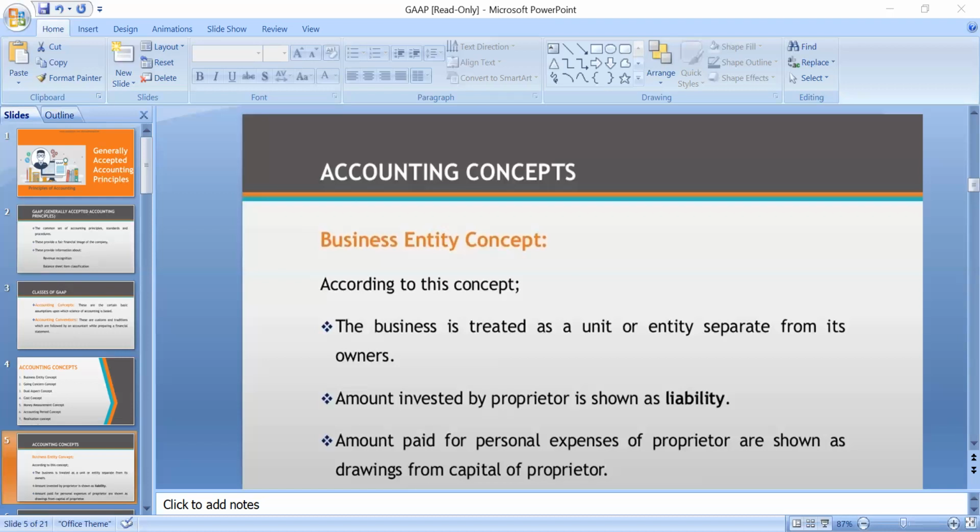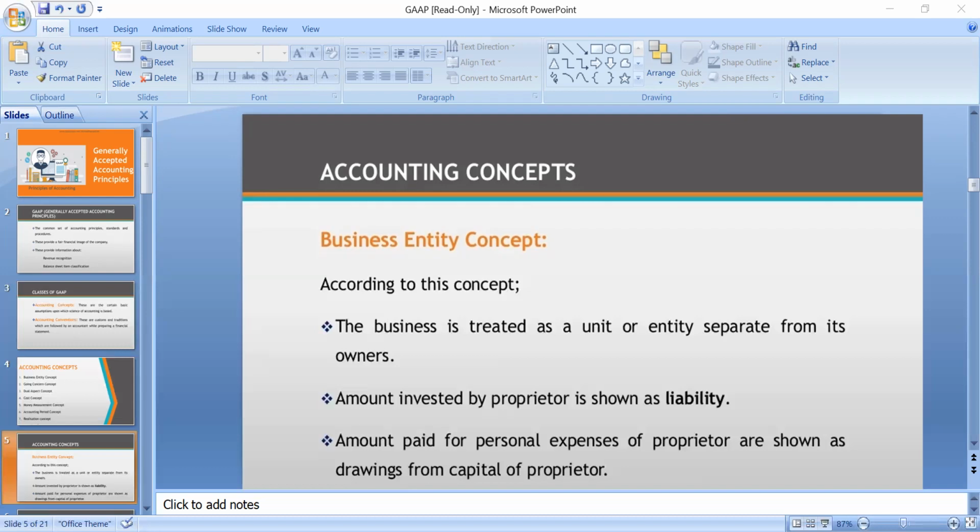It is also known as the separate entity concept, and as per this concept, it is assumed that the business has a separate and distinct entity from its owner. Here we know the meaning of entity. You know that entity means anything which has its own existence. So as per this concept, it is assumed that the business has its own separate existence, and business and businessmen are different from each other. In simple words, business is totally separate from its owner.